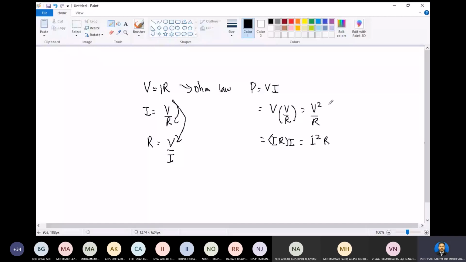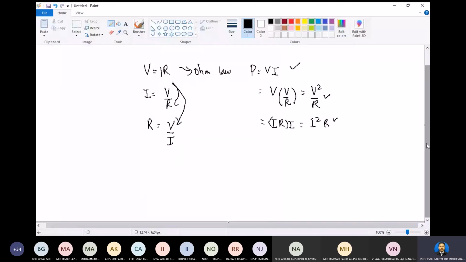You can use this formula or this formula or this formula, depending on the value given. This is the basics that you have to remember: Ohm's law, V equals to IR. From this one you can derive to get the current or to get the resistor using Ohm's law. Clear? This is just basic for electrical that you have to remember.